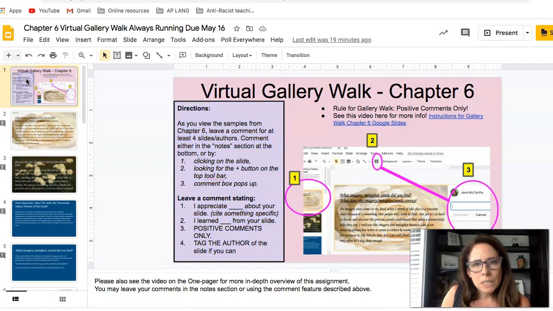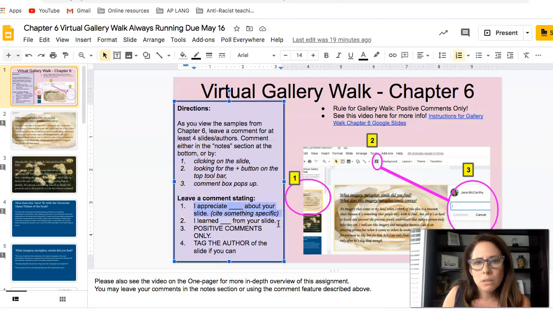But this particular part of the gallery walk assignment was about students working through leaving feedback. And I wanted students to focus on positive feedback only. That was really important at this time. And then to practice really what they're thinking about when they write comments. So it's not just great or this is awesome, but it's really specific. So we practice leaving specific feedback with something that they appreciate or something that they learned.